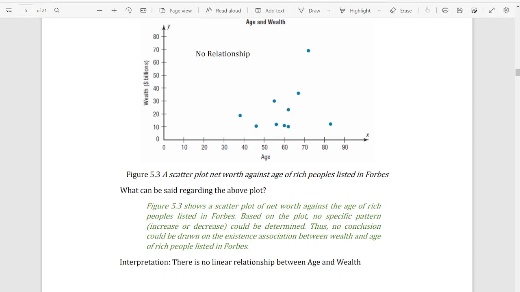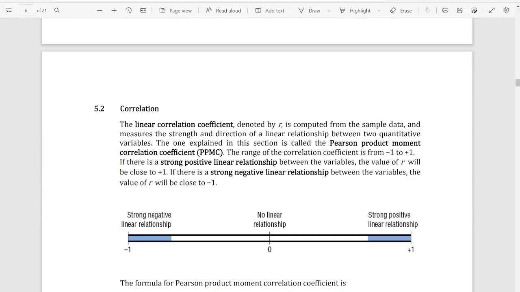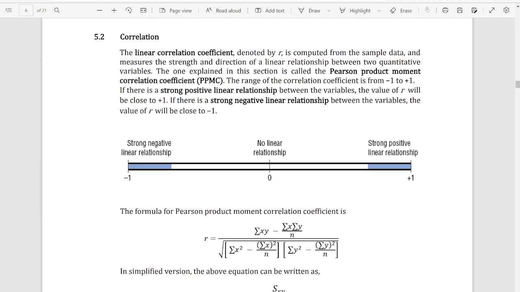Okay, ada soalan tak so far? Boleh. Okay, that is scatter plot. So let's see the next one. Okay, next kita masuk pada pula correlation.